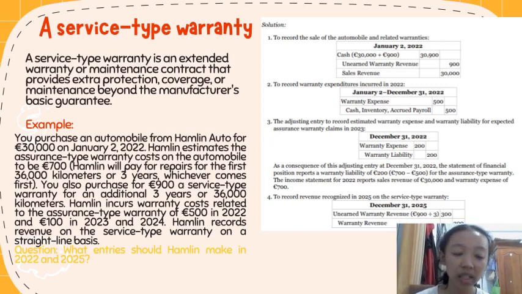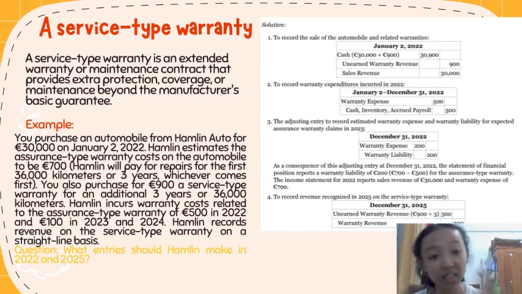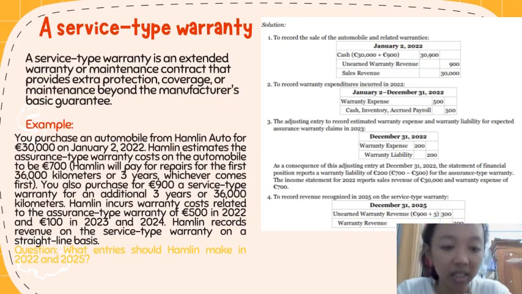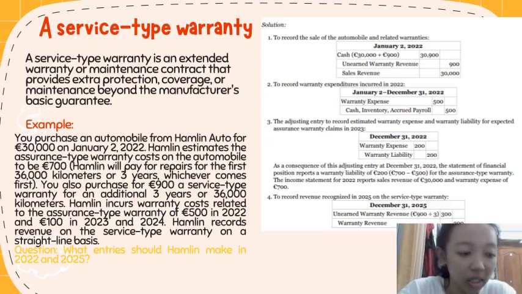Meanwhile, the 3 is the useful life of the service type warranty that the customer purchased. So 900 divided by 3 years, we get 300. Yeah, that's why in the unearned revenue we have 300.